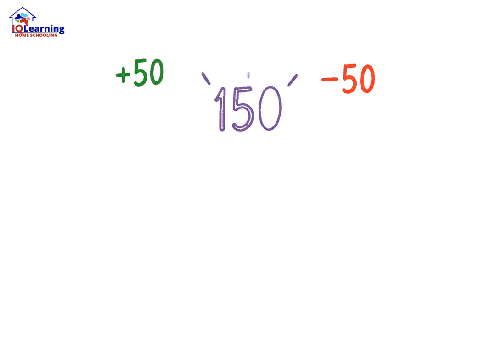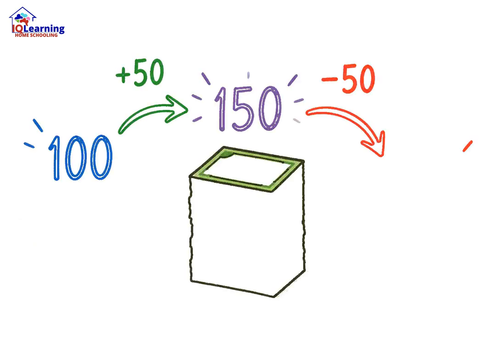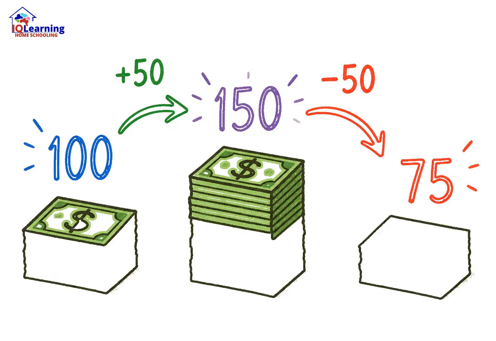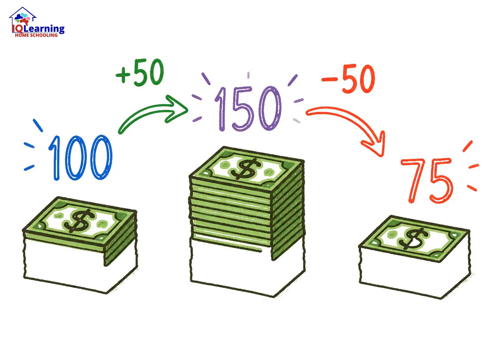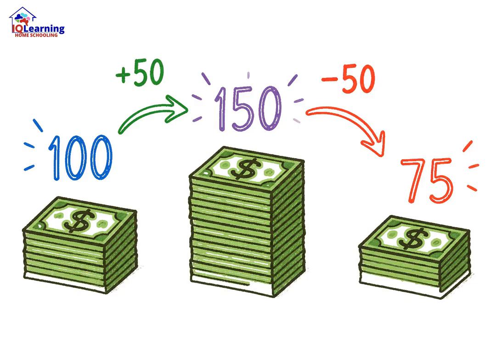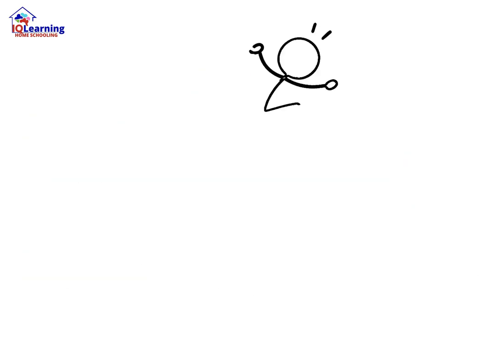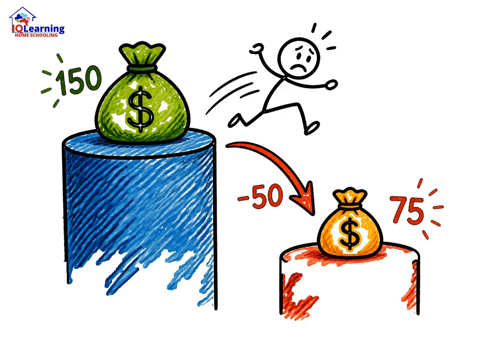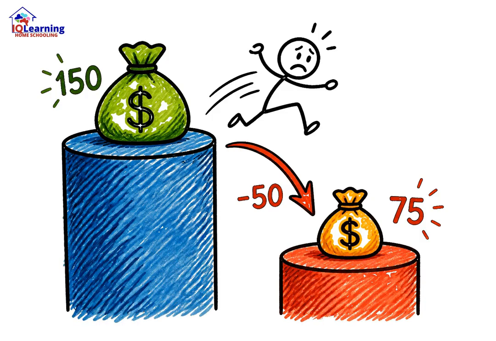Here's an even bigger illusion. A store marks a $100 stock up by 50%, raising it to $150. The next day, it falls by 50%. You might think it's back to $100, but it's not. A 50% drop from $150 is $75. You've lost money. Why? Because the original amount changed. The second percentage was calculated on a new, different total.